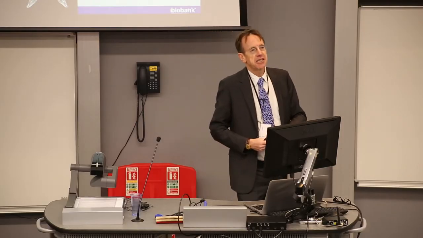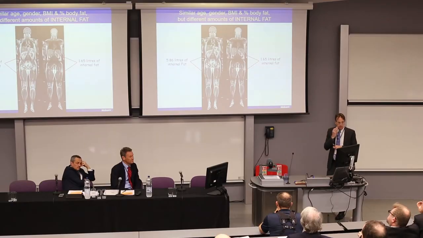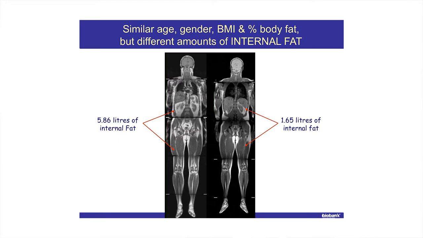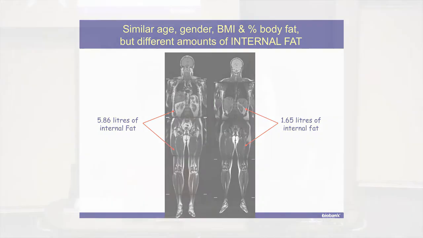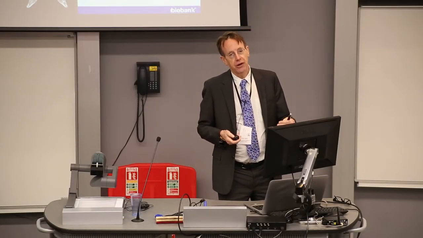But body mass index is actually a very poor indicator of fat distribution. These are two pictures from Jimmy Bell at Hammersmith. People of similar age, gender, body mass index, and estimated body fat, but with about threefold differences in internal fat based on imaging analysis. So body mass index is a very strong predictor of risk.